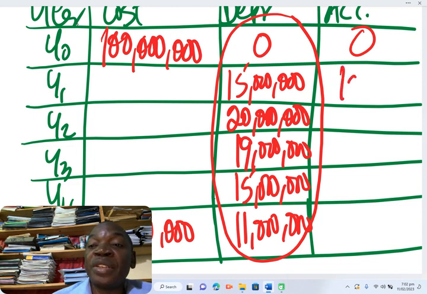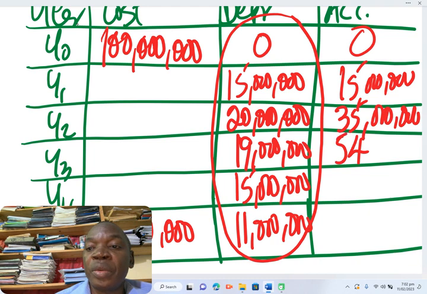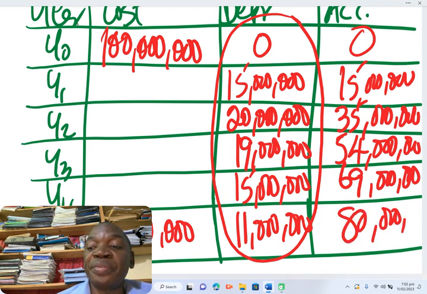So for accumulated depreciation, you just add this depreciation to get the cumulative figures. So this is 4, this is 9, and this is 8 has gone.